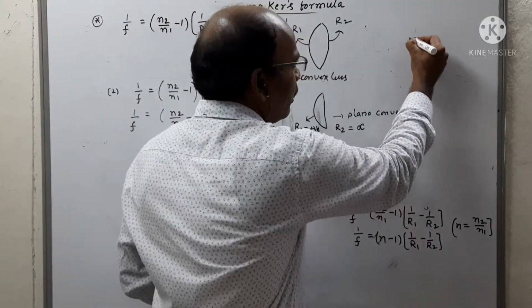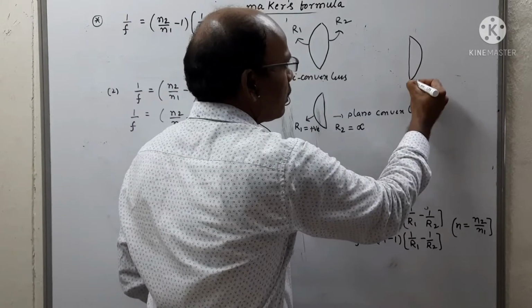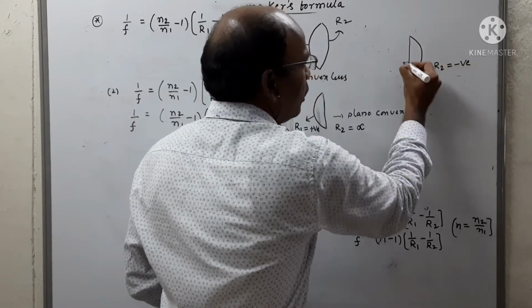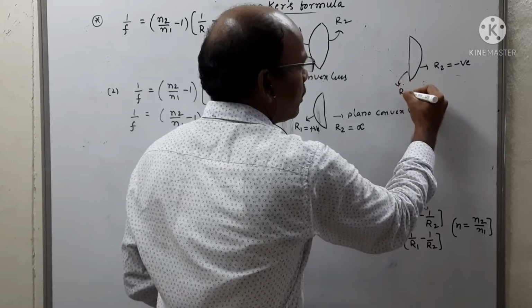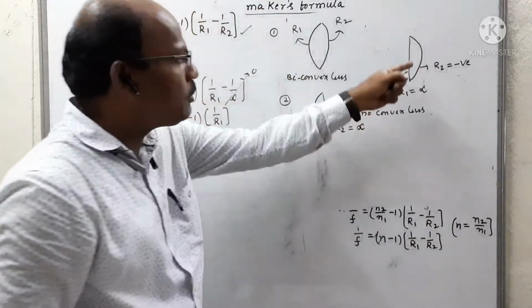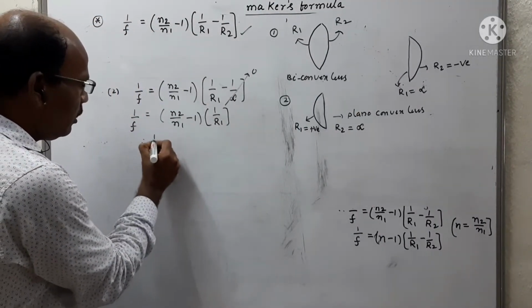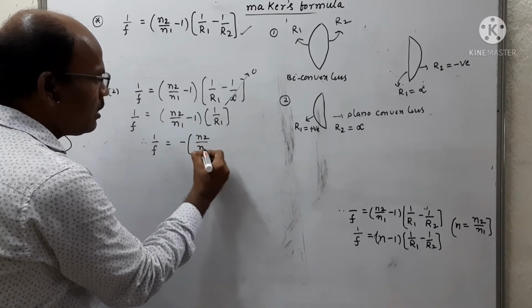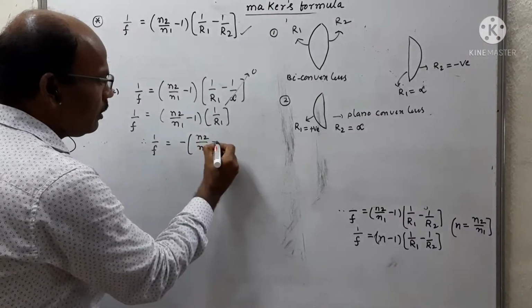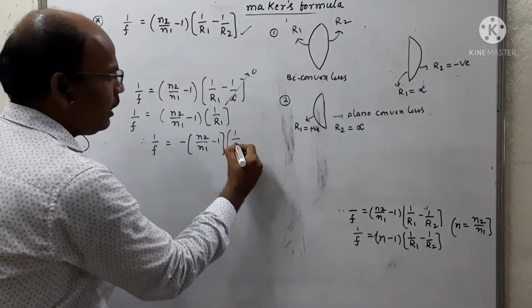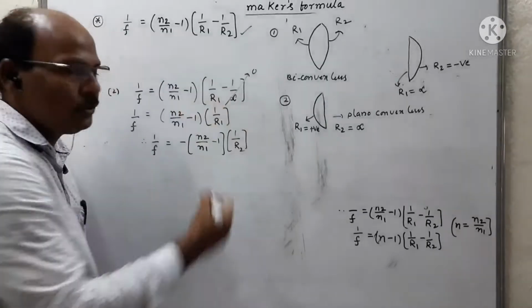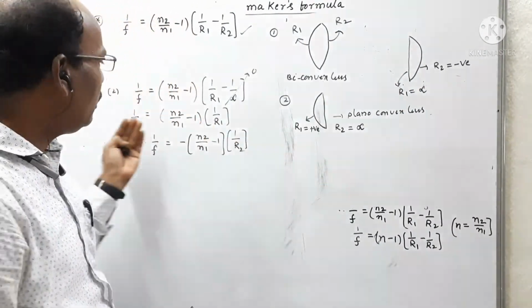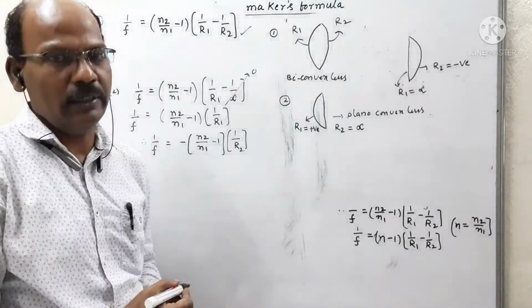But if the plano convex lens is like this, this is R2, so R2 becomes negative, and R1 is infinity. So in this plano convex lens, we can write 1 by f is equal to minus of n2 by n1 minus 1 into 1 by R2. So this is how the lens maker's formula is modified for the plano convex lens.